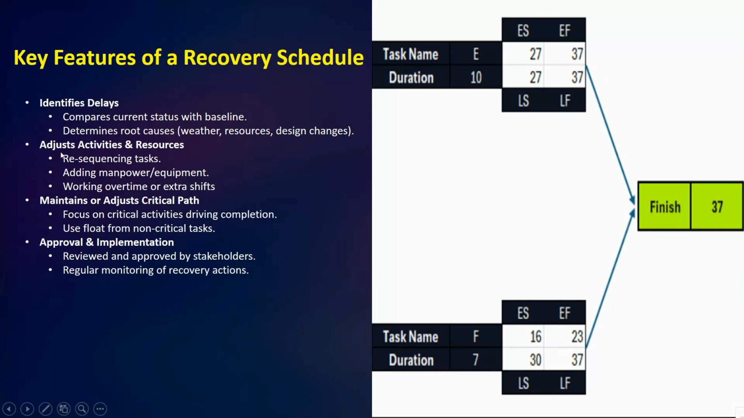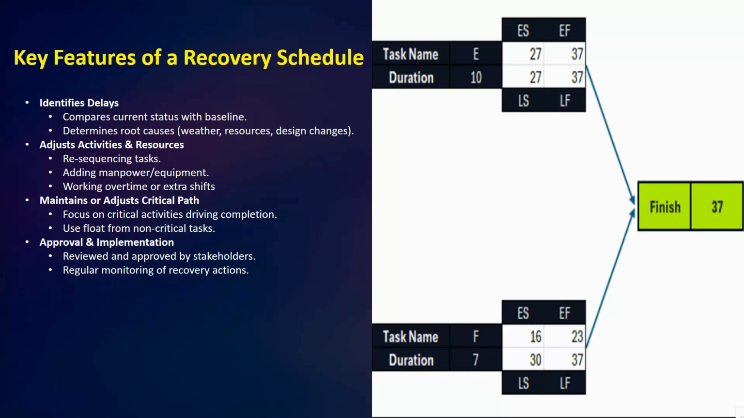So the second key feature we have here is adjusting activities and resources: resequencing tasks, adding manpower, equipment, working overtime or extra shifts. Okay, so this could mean resequencing tasks in a smarter order, adding more manpower or equipment, or even working overtime and extra shifts to recover lost time.